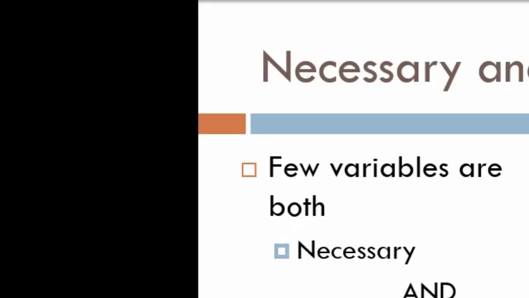Sufficient refers to that's all you need in order to produce the outcome. Again, the gene for Huntington's disease is a good example because all you need is the gene for Huntington's disease. It's sufficient to produce the outcome. And you must have the gene for Huntington's disease in order to experience the outcome. Few variables are like that.